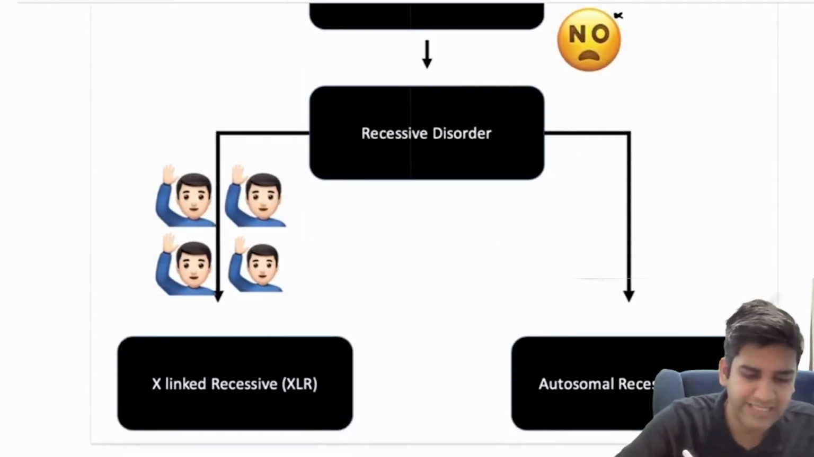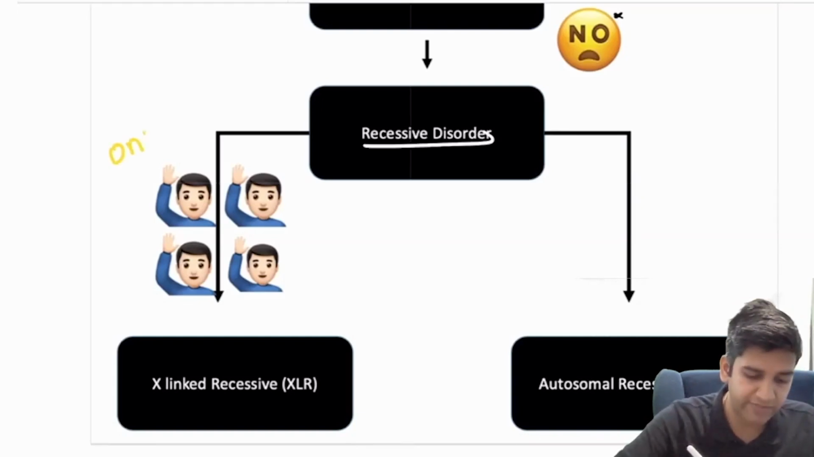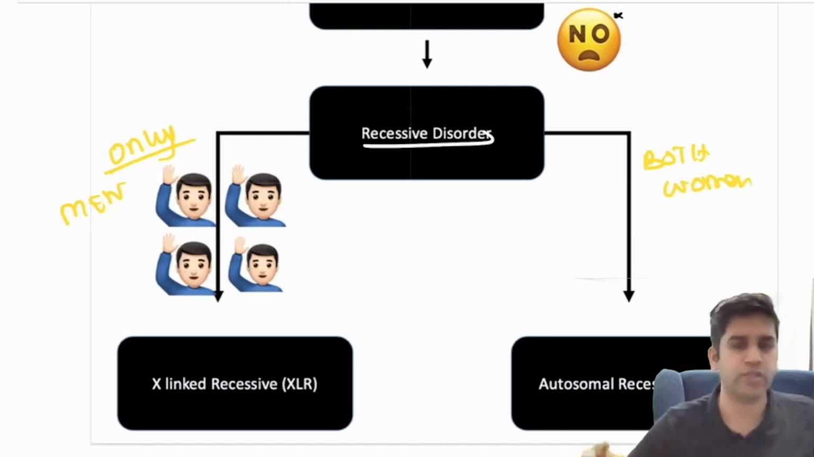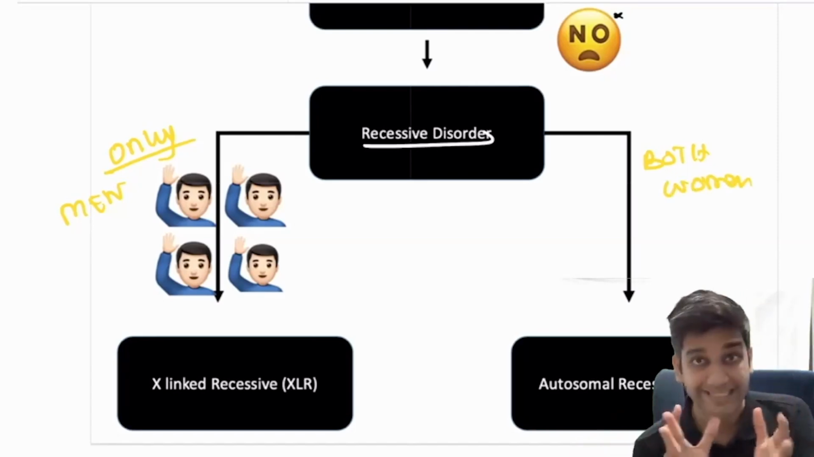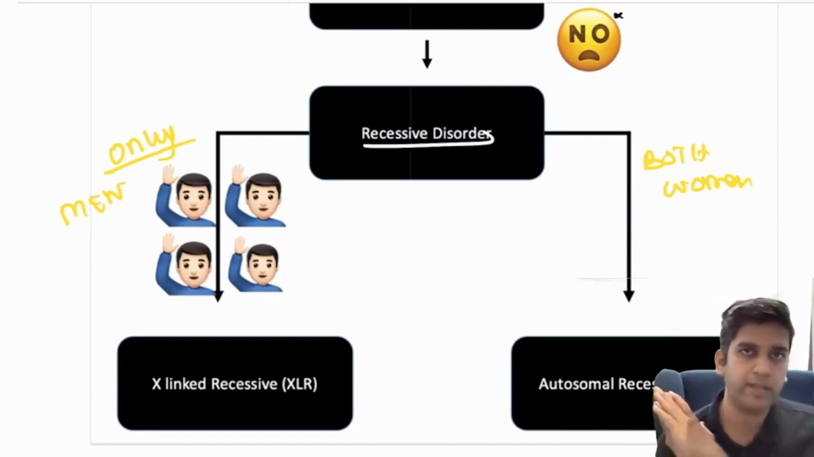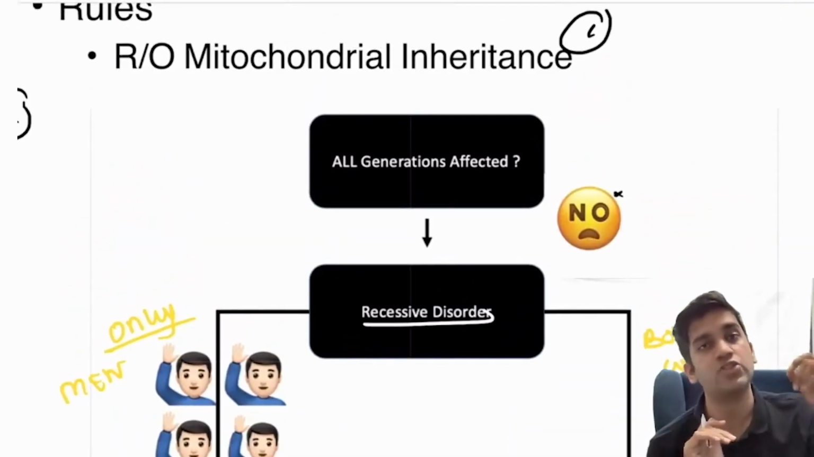Then I'm thinking of a recessive disorder. If I'm thinking of a recessive disorder, and only men are affected, I think of an X-linked recessive disorder. If both men and women are affected, I think of an autosomal recessive disorder, right? That's how I'm going to differentiate recessive inheritance in a pedigree analysis, depending on whether both or only men are involved. And the starting point is that all generations are not affected, right?